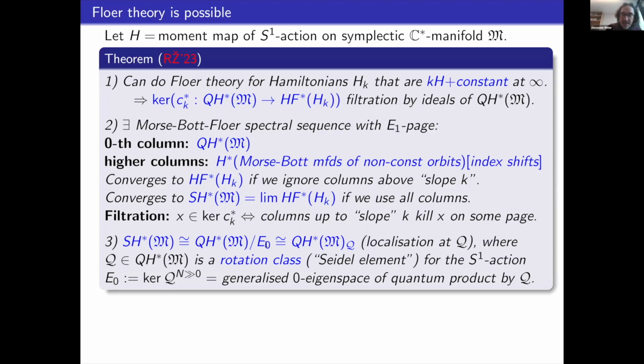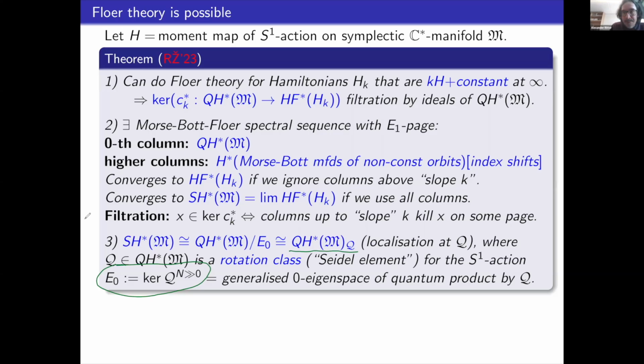It turns out, and I'll mention this later in the talk, that the continuation maps turn out to be a repeated application of quantum multiplication by the special class Q on quantum cohomology. And so the symplectic cohomology then is a quotient of quantum cohomology by this E0 space, which is the generalized zero eigenspace of quantum product by Q. But you can also think of it as a localization of the algebra at this particular element Q.